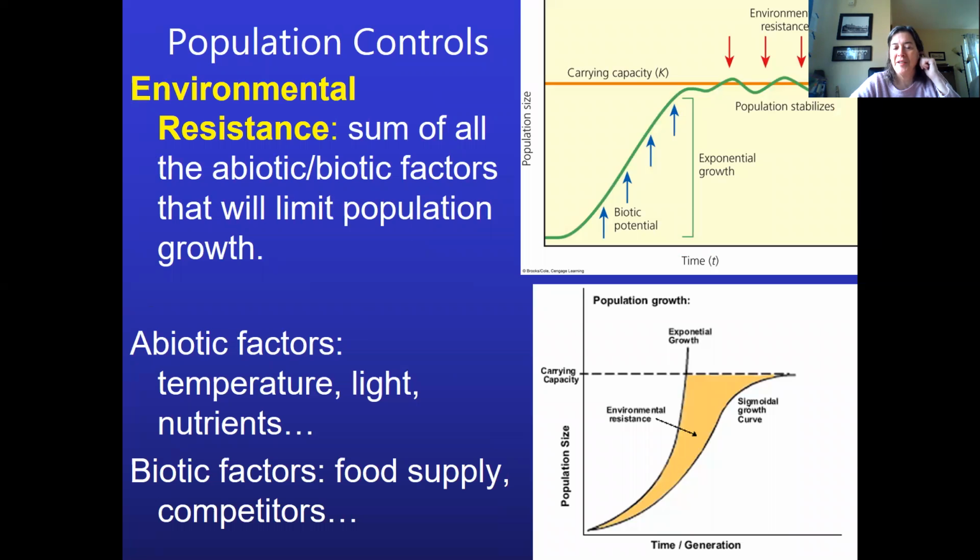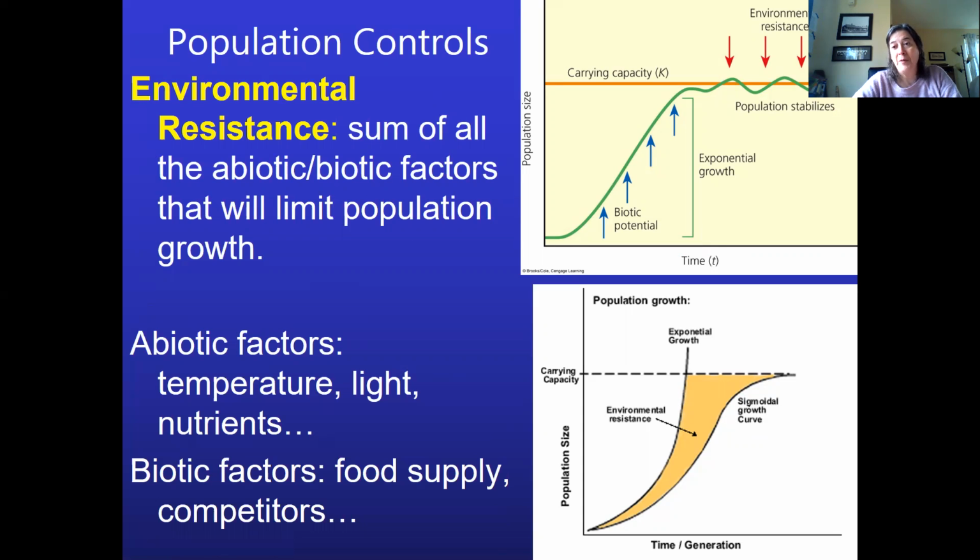So what are those population controls? There's something called environmental resistance, and it's going to be the sum of all those abiotic or biotic factors that are going to limit your population growth. Abiotic factors would be things like temperature, light, nutrients. Biotic factors would be things like your food supply, competitors, etc. And there's two different things it can do. It can act from the top, so it's going to try to keep you below your carrying capacity, because if you exceed it, you're going to suffer a crash. But it can also work from the side and push you kind of sideways.